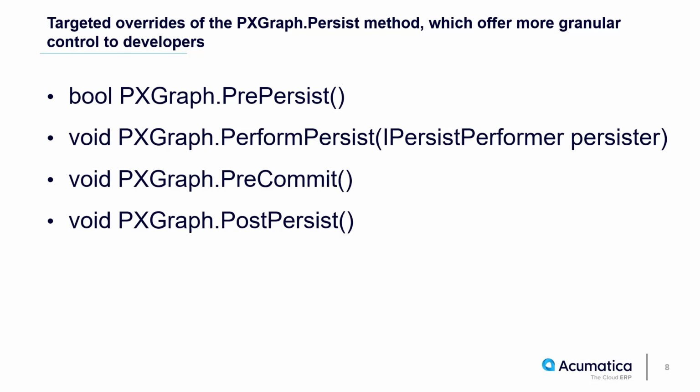PrePersist, as seen from the prefix, allows you to add logic before the persisting logic. PerformPersist allows you to change the order and composition of the cache objects within the persisting logic. PreCommit allows you to inject logic before the transaction is closed. And lastly, PostCommit allows logic to be added after the persisting logic. More details on this with code-based examples and syntax can be found in the release notes.